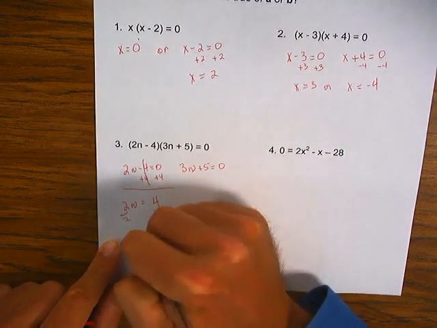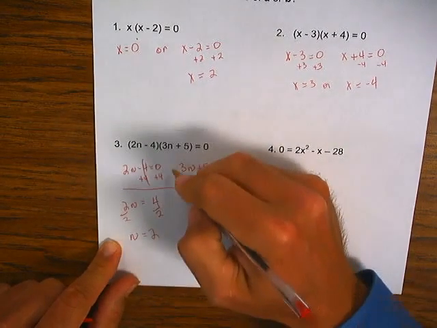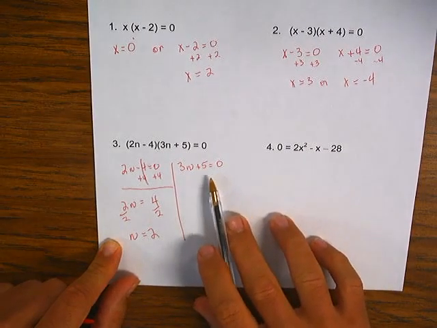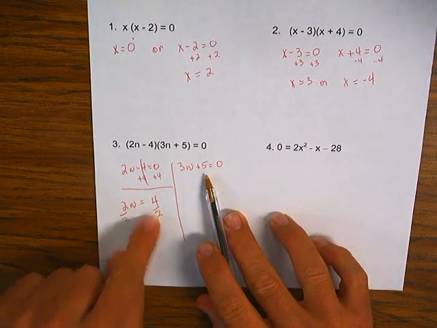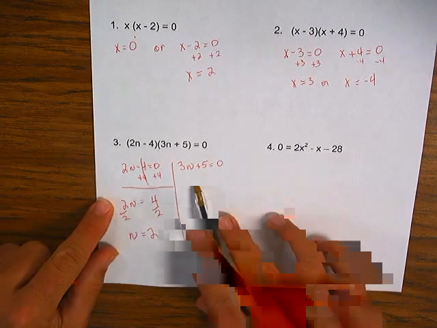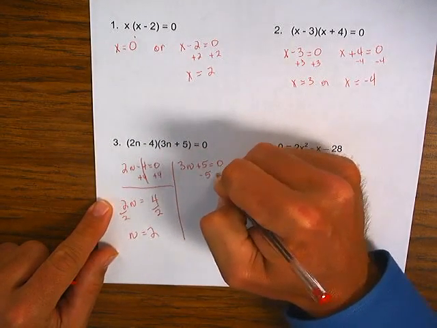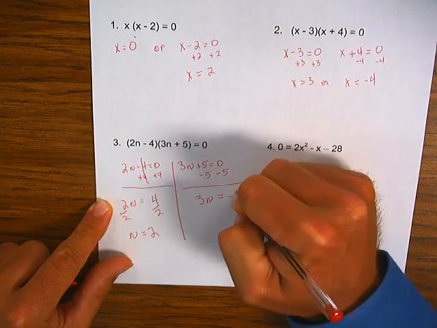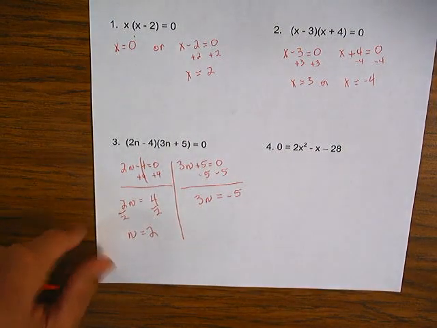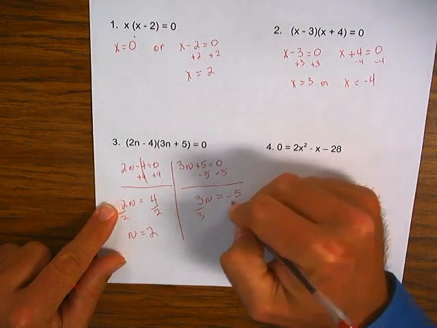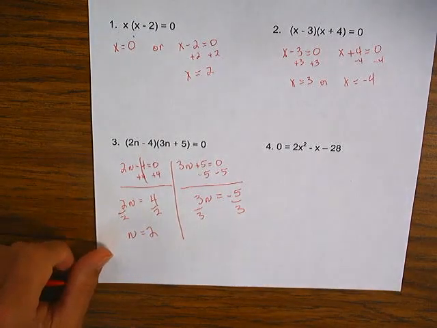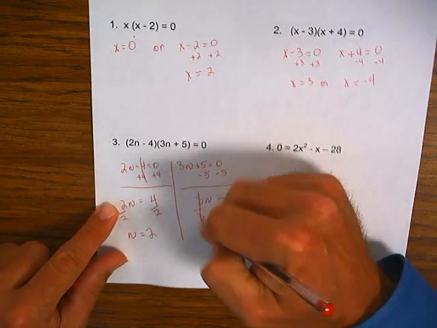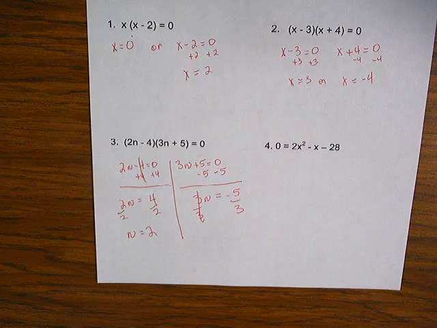So n equals what? 2. Very good. And then the other one, what did I do first? Subtract 5. So 3n equals negative 5. And then what would I do? Divide by 3. Does that come out to a whole number? No, so just leave it like that. N equals negative 5 over 3.